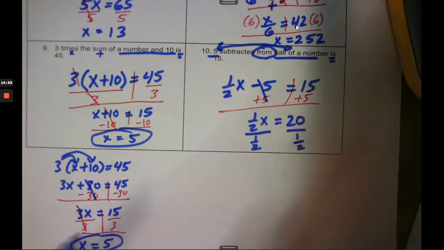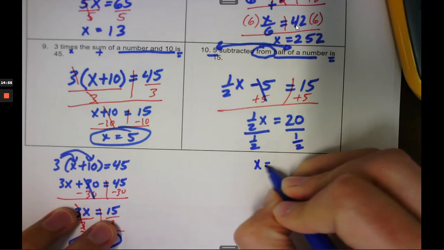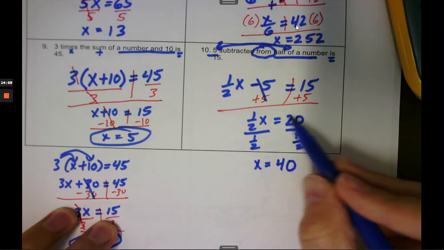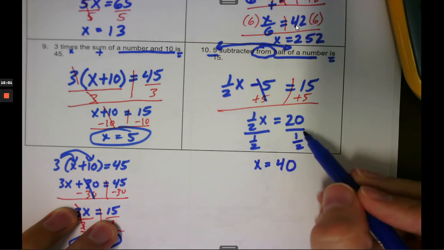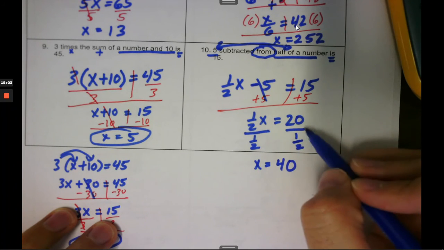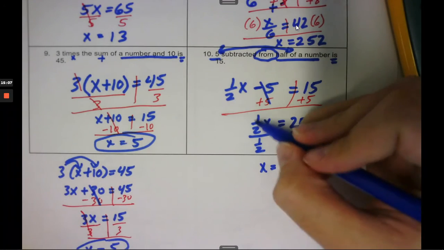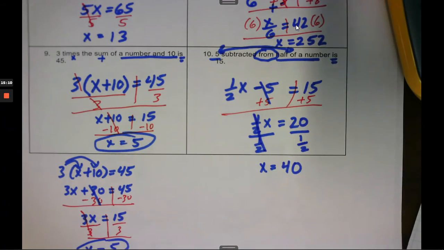So what we end up with here is x equals 40. And as long as you showed your steps correctly, then you can type this right here, this right side, directly into the calculator. Okay? And over here, 1/2, anything divided by itself cancels out.